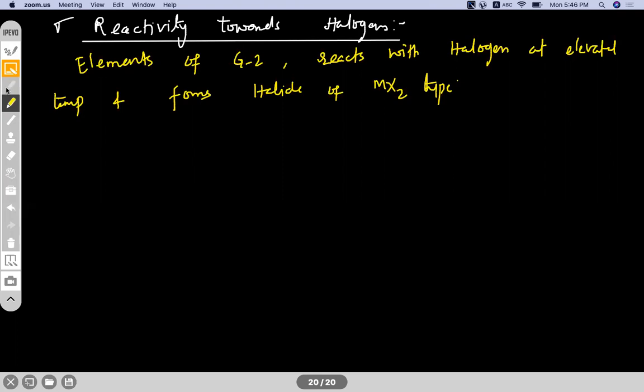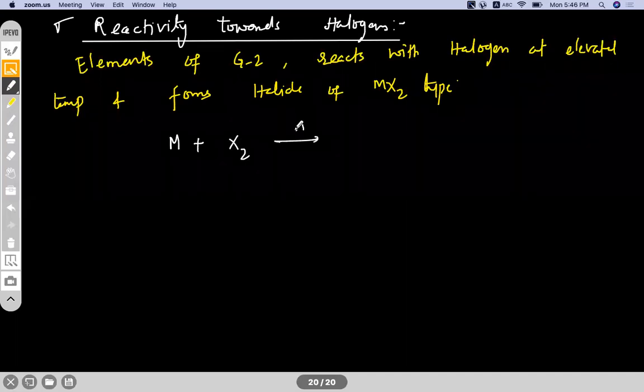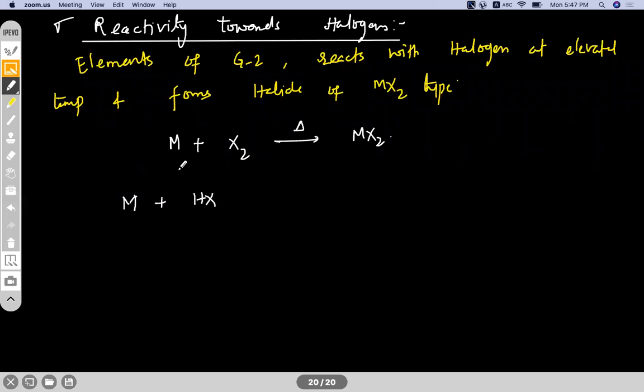So the reaction is any element M plus X2. We heat this and it forms MX2 halides. We can also get halides when metal reacts with HX. It forms MX2 plus H2.